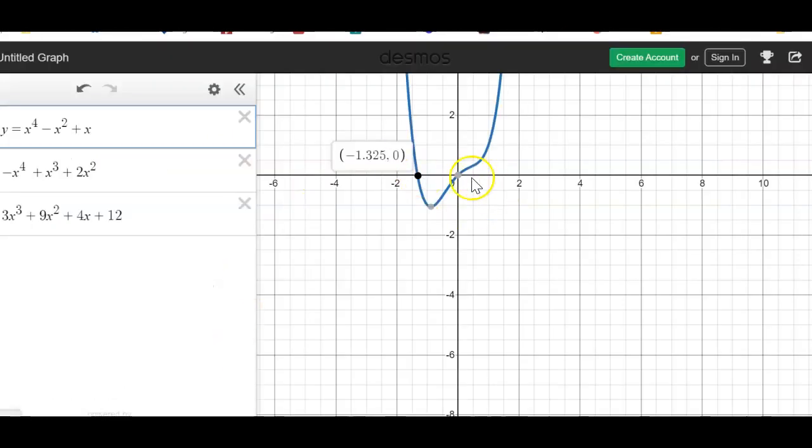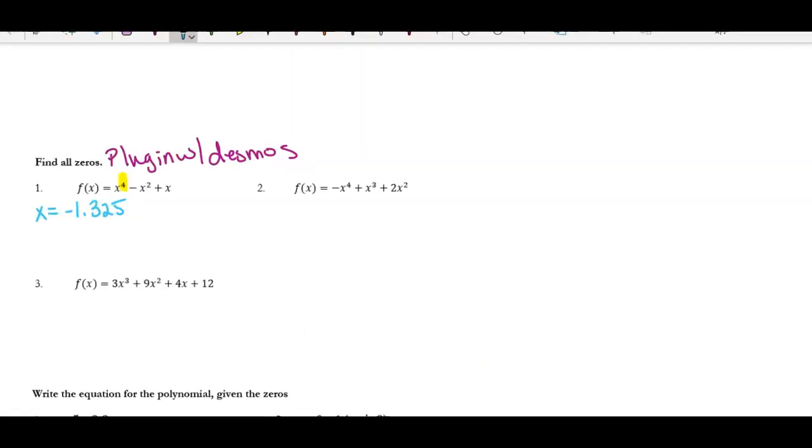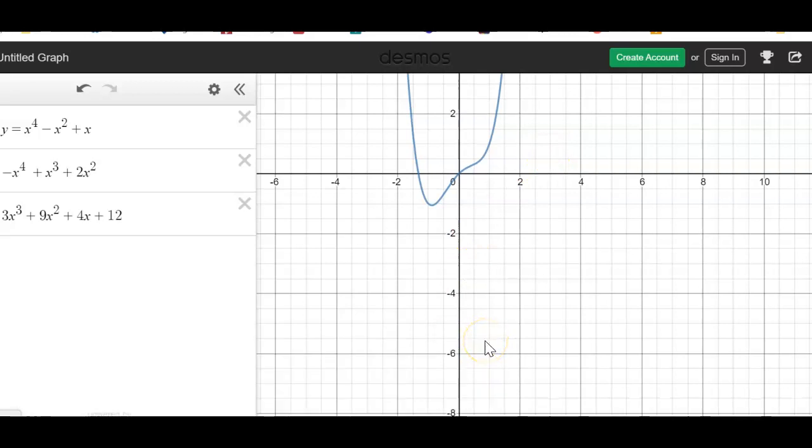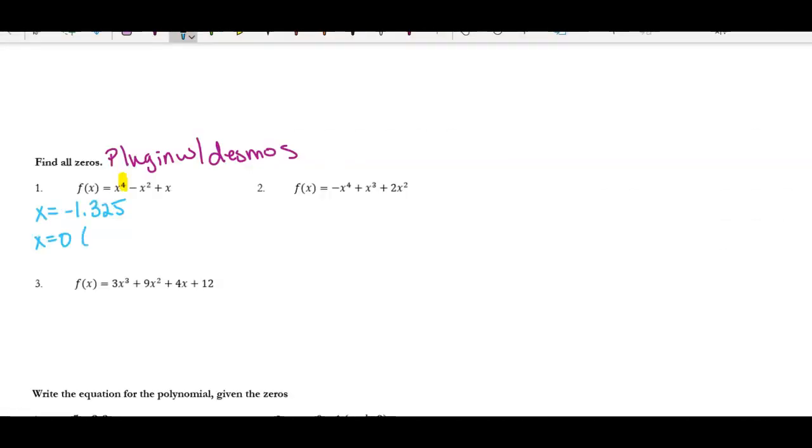But then when I go back here, look, I have this one at 0. Oh, what's that? At 0. Now it does a funny curve through 0. Remember when it's x squared it will bounce off of it. This is kind of doing an x cubed through it. So remember, that's multiplicity of 3. So I have -1.325 as one answer, but then I have 0 three times. So that adds up to 4. So my answers are right there.